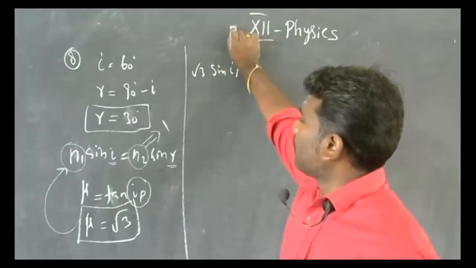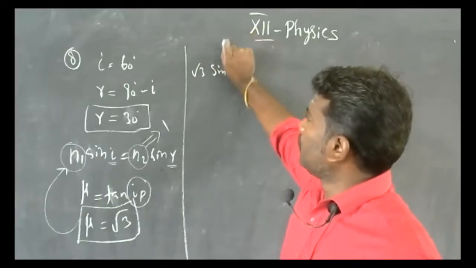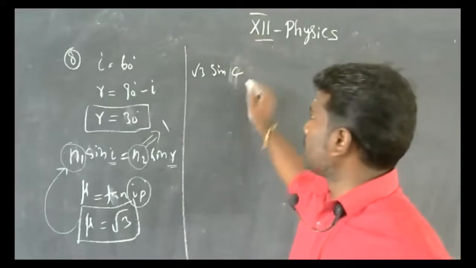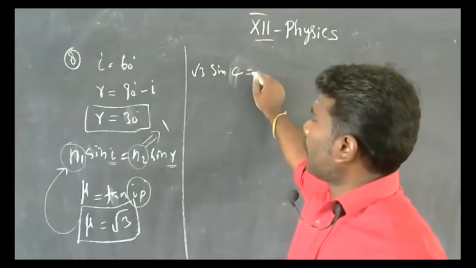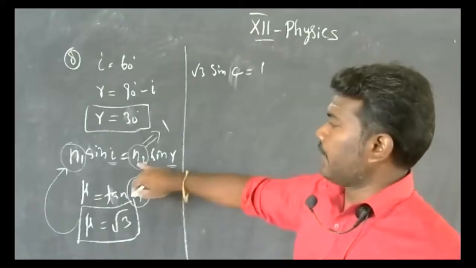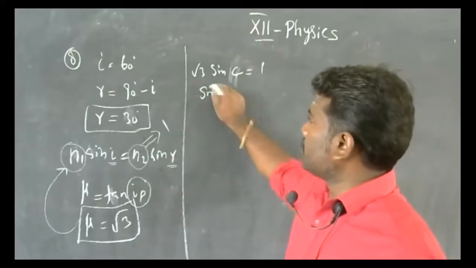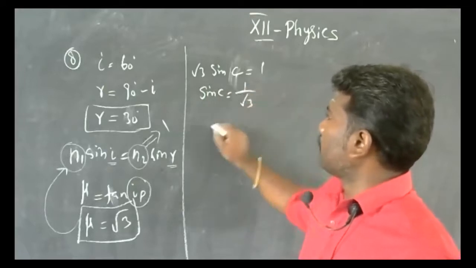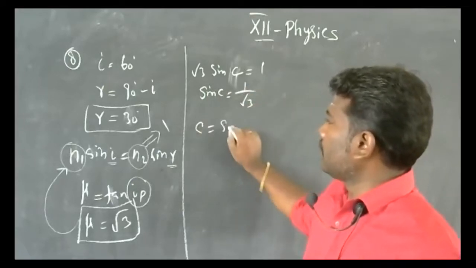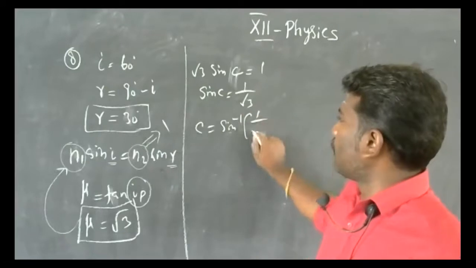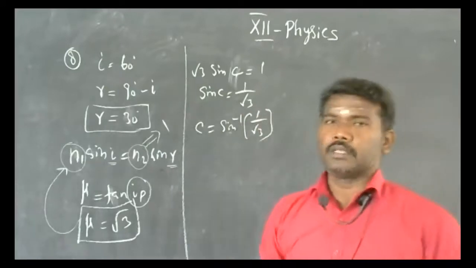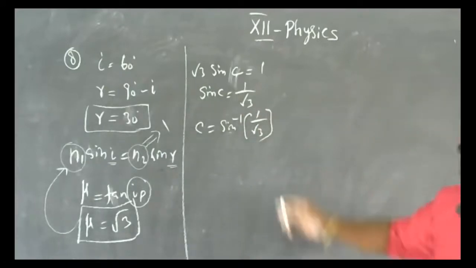This is nothing but now this is a critical angle. So we can write the formula like this. Root 3 sin C is equal to the right hand side totally 1. N2 value 1. Sin 90 degree is also 1. So sin C is equal to 1 by root 3. C, critical angle, is equal to sin inverse of 1 by root 3.